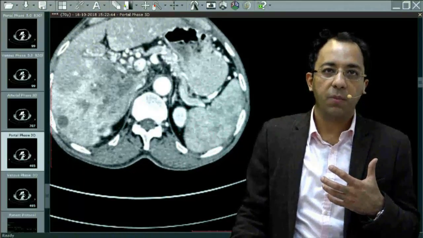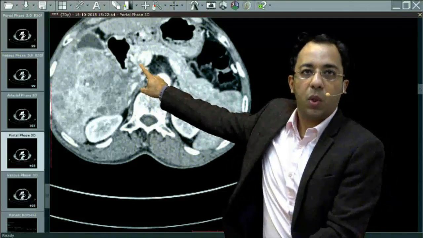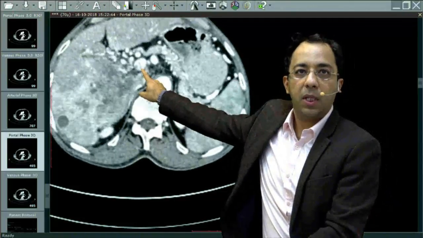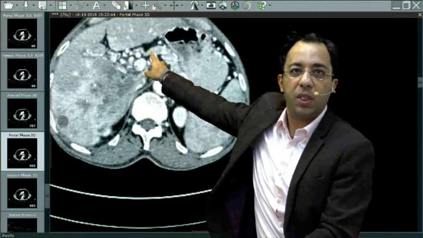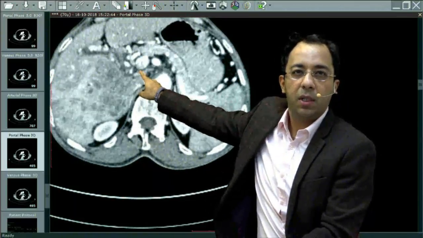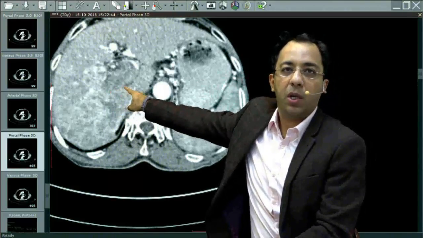Okay, let's see. Let me trace it for you. Now let me trace the portal vein for you. This is your portal vein. Let's trace it as it goes towards the liver, and you saw that busy area that we see. Can you see there are so many collaterals here? Why? Because you can see the tumor is extending into the right branch of the portal vein.